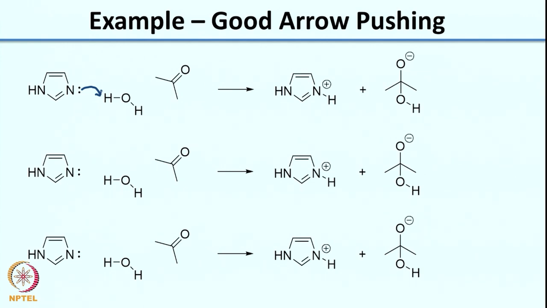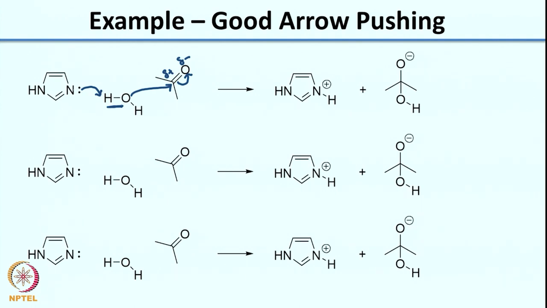Now what happens is, sometimes people tend to just show the oxygen reacting with the electron deficient center here by showing the arrow from oxygen to the electron deficient carbon to give you the intermediate shown here. And of course, this would move here. Now the problem here is, you have not indicated what happens to the electrons in this bond.